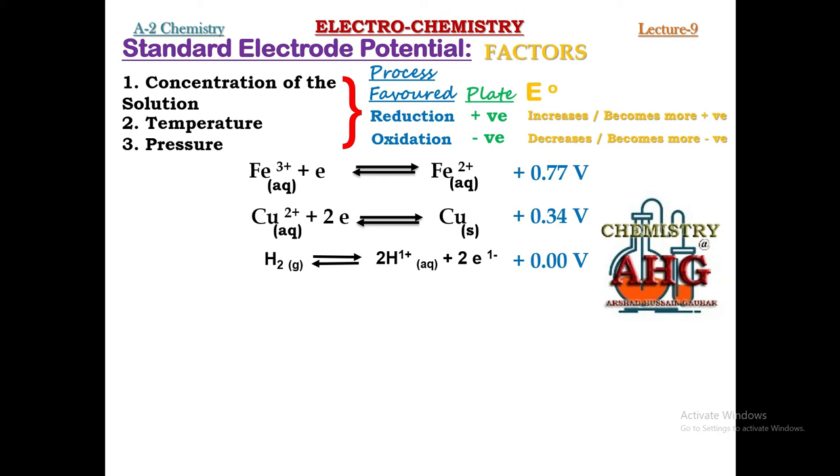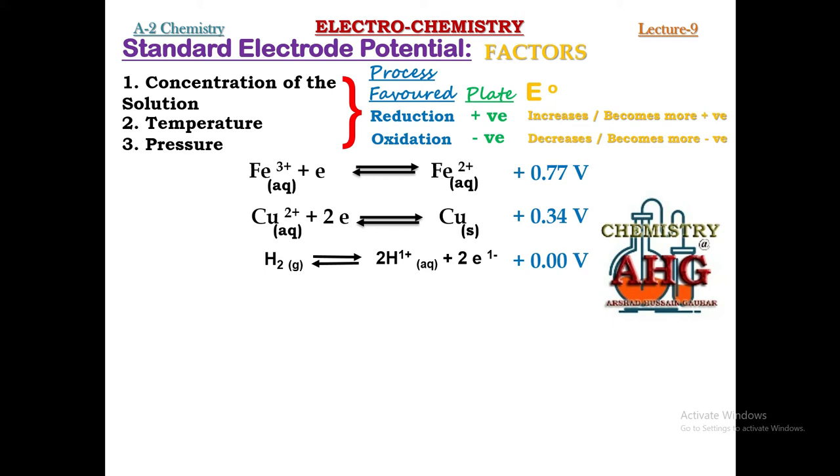Okay. So it has become very simple for you to decide if you just remember that by changing any condition for the standard half cell, you must identify which process is favored. If reduction is favored, the E naught value increases. If oxidation is favored, the E naught value would decrease. That's it. Now, how much exact increase or decrease in the numerical value of E naught takes place?